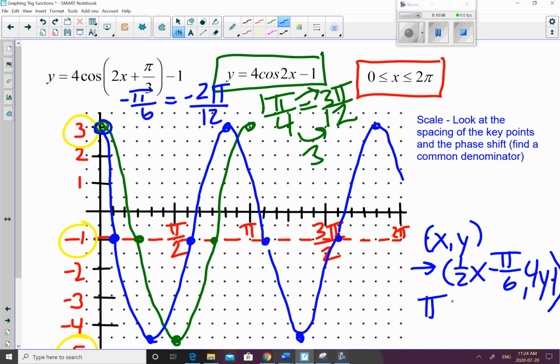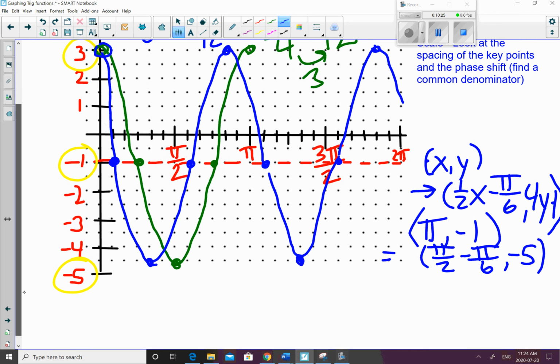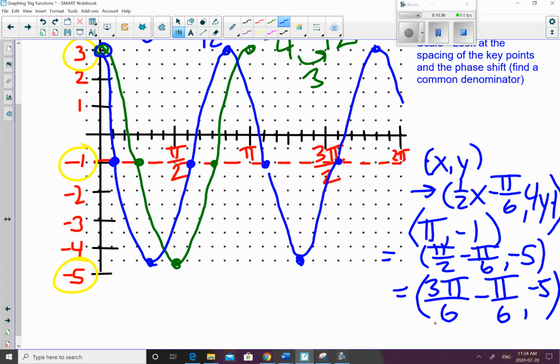So pi, -1 on my regular cos graph. It's divided by 2, so now it should be at pi by 2 minus pi by 6. And 4 times -1 is -4, minus 1 is -5. So this is where the minimum happens. And common denominator of pi by 6, I would have 3 pi by 6 minus 1 pi by 6. So I end up with 2 pi by 6 or pi by 3, -5.